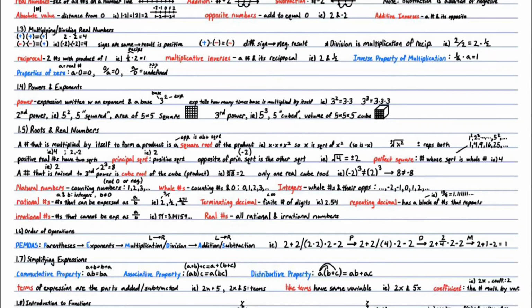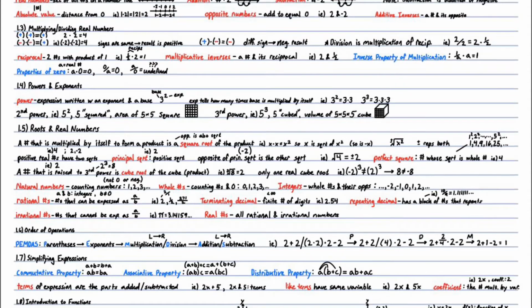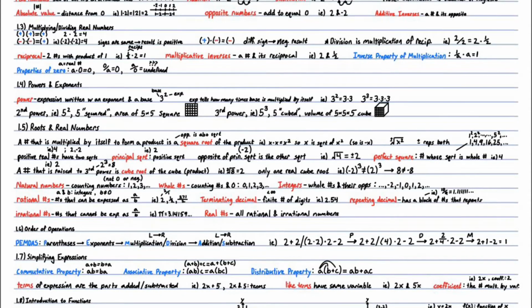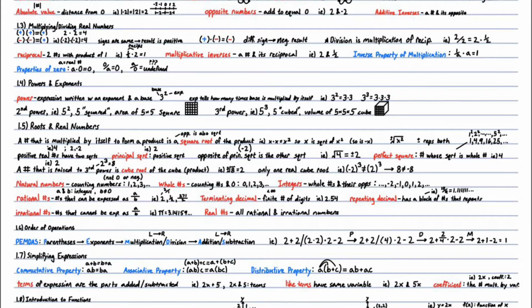Order of operations. PEMDAS. Parentheses first. Exponents second. Then multiplication or division from left to right. Then addition or subtraction from left to right.